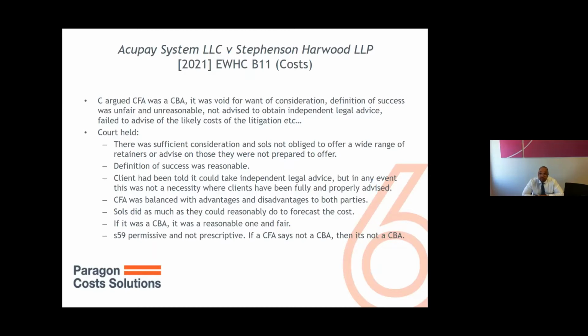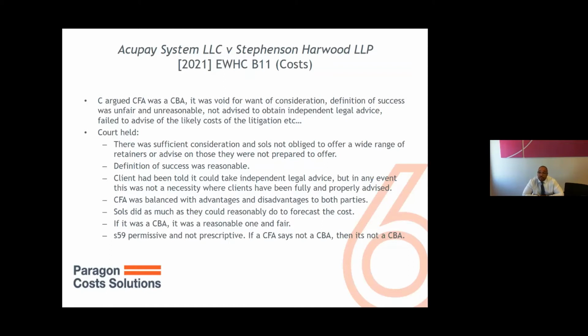The client had been told it could take independent legal advice, but in any event, the court said, well, the client's been fully and properly advised, so there would be no reason for them to have to go and get independent legal advice, but in any event, they were told that they could if they wished to do so. They said that the CFA was balanced with advantages and disadvantages to both parties. So I think that fairness piece was quite critical. The court said this was a fair agreement.